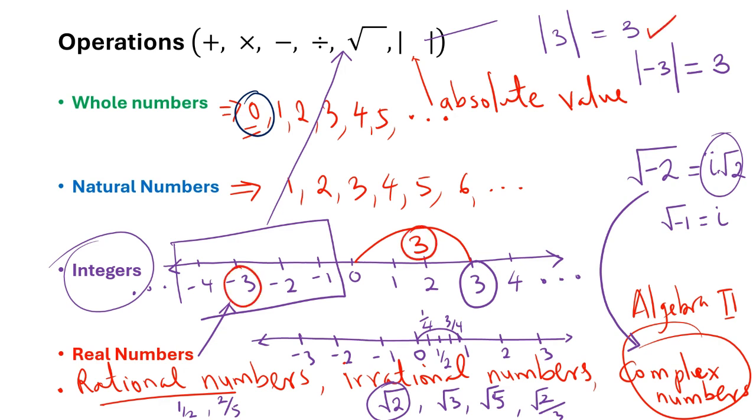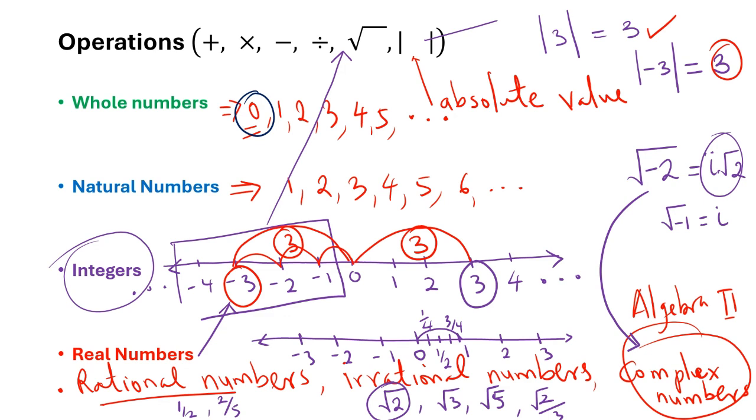And if you look at this -3 here, the distance of -3 from 0 is also 3 units, because you just count 1, 2, 3. So you also have 3. So absolute value, when applied to negative numbers, will lead to positive results. So this is what we're talking about when we talk about absolute value.